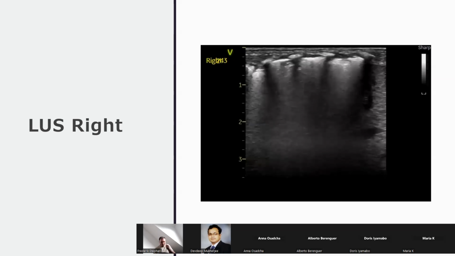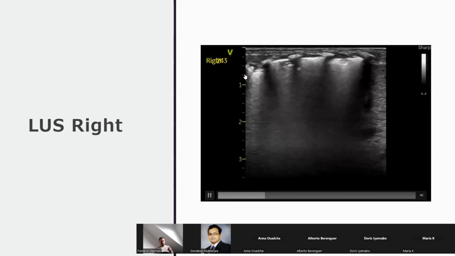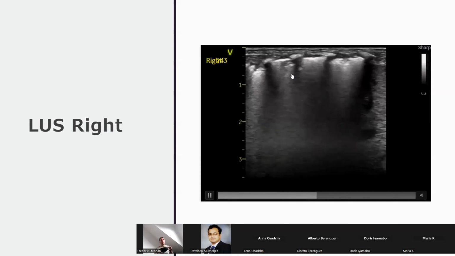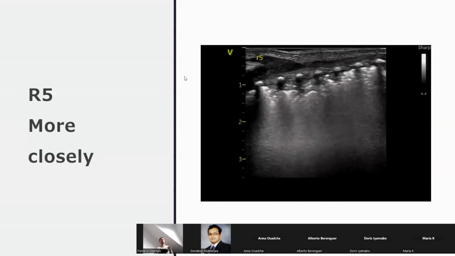At the first intercostal space, I'm not sure if it is a fractal sign, but definitely there is consolidation in the... I would first and agree. I second. I would agree. Not convinced it's a fractal sign. It doesn't have the irregularity, but you're right. So very similar kind of R1 to R4. What about R5?